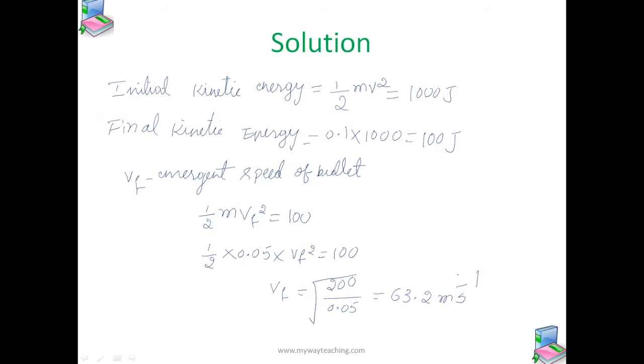So here in this particular case we'll first find out the initial kinetic energy, which is very important. So that is given by 1000 joules, because that is half mv², where m is 50 grams, that is 50 into 10 raised to minus 3, and the speed is given by 200. So this one we'll get as 1000 joules. And then we found out the final kinetic energy and the emergent speed of the bullet. So now let us see the next important part of this particular chapter.